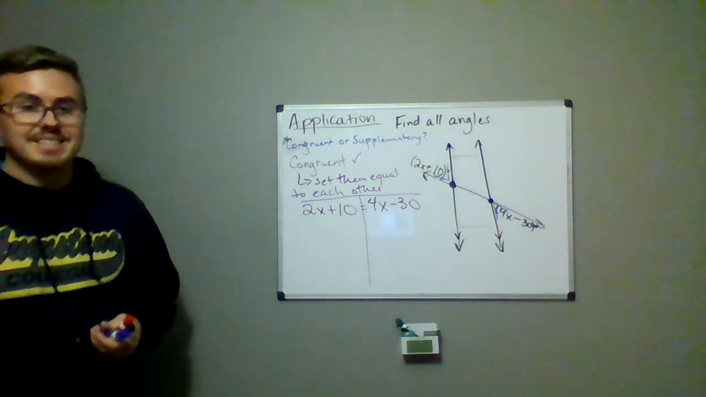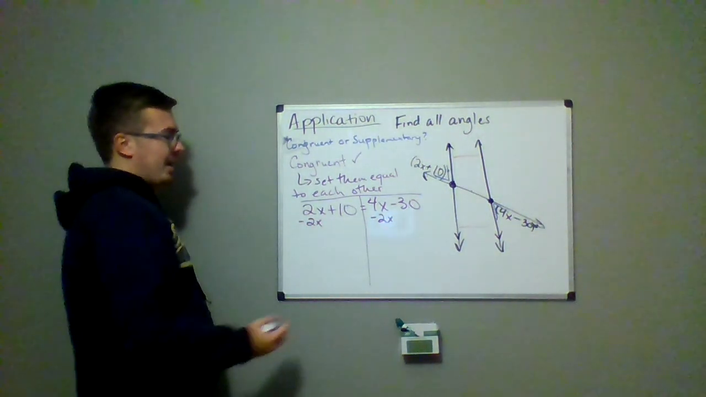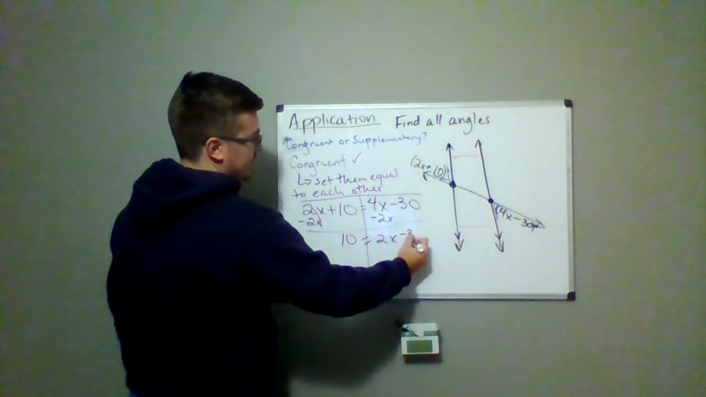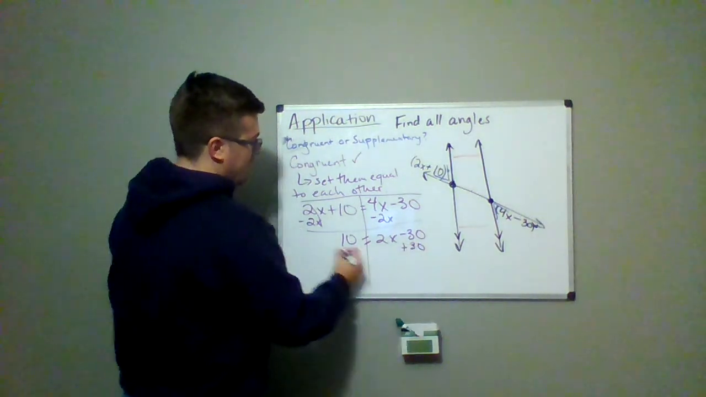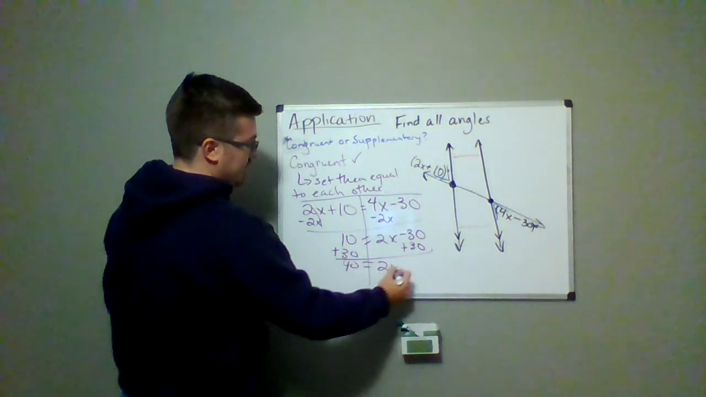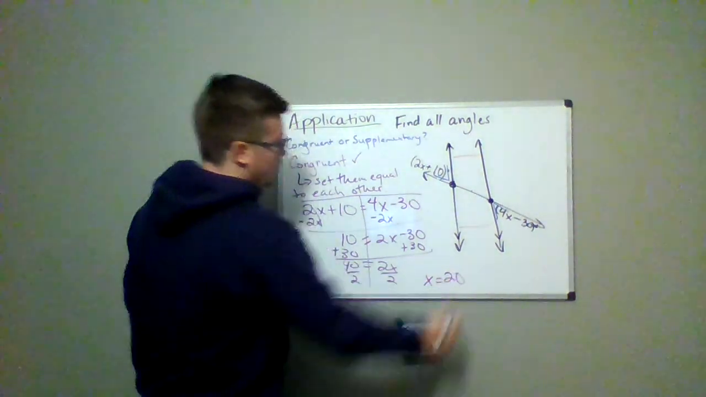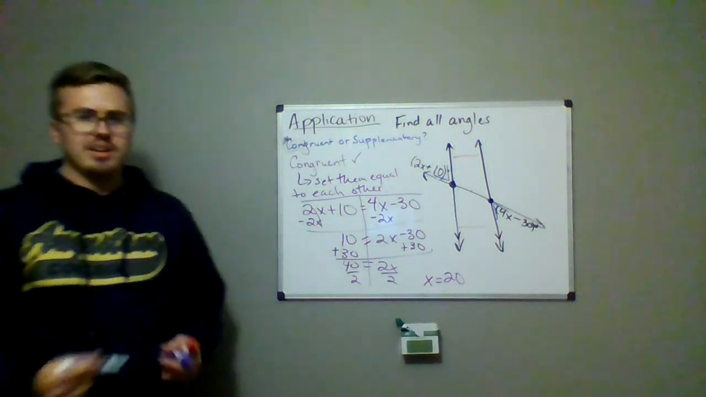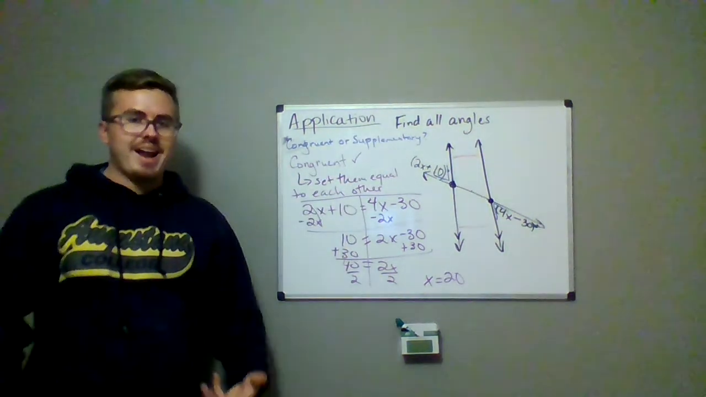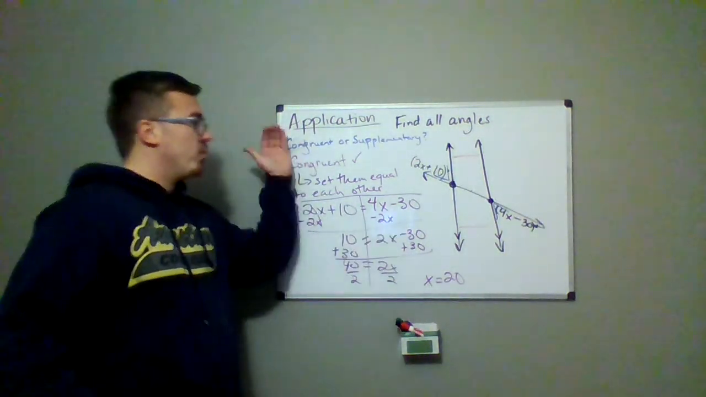Now I got to get my x's on the same side, so I'm going to subtract 2x from both sides. And that's going to cancel out over here and leave me with just 10 is equal to 2x minus 30. Add 30 on both sides to get x by itself. 2x equals 40. Last step, divide by 2. So x is equal to 20. Am I done? Am I done with my process here? Well, no, because the question told me to find all of my angles, and I just found out what x is equal to. So I'm going to go through and erase my work here.